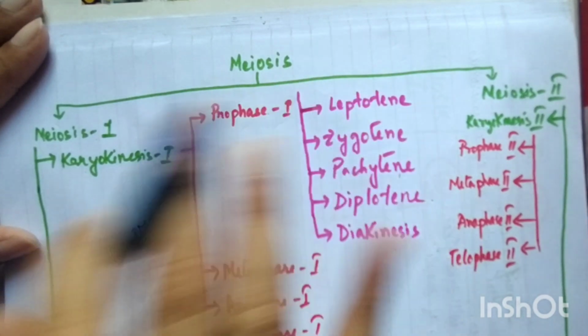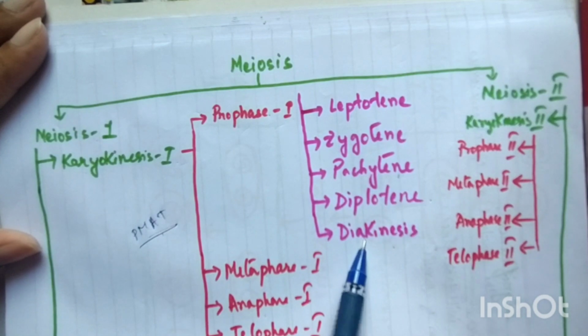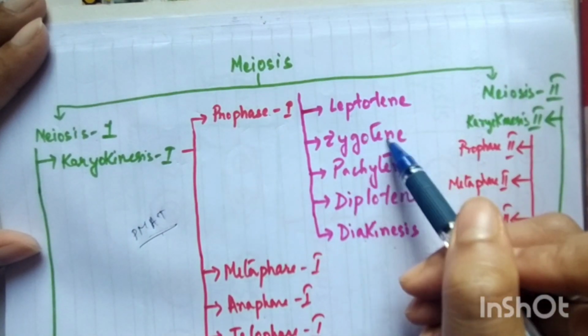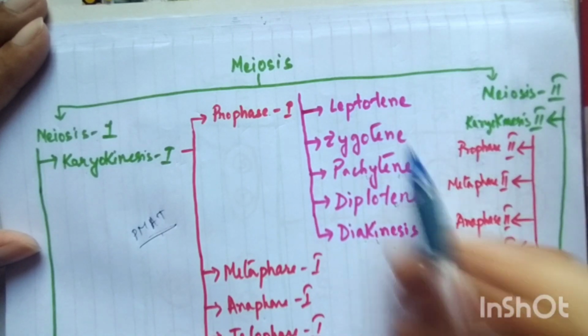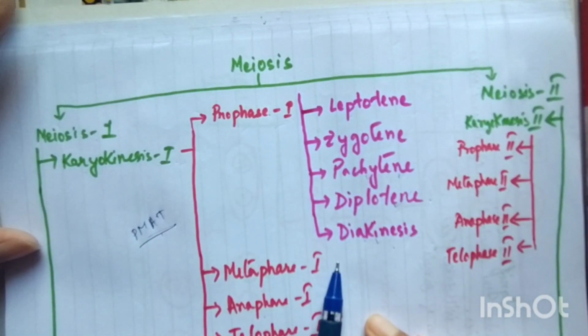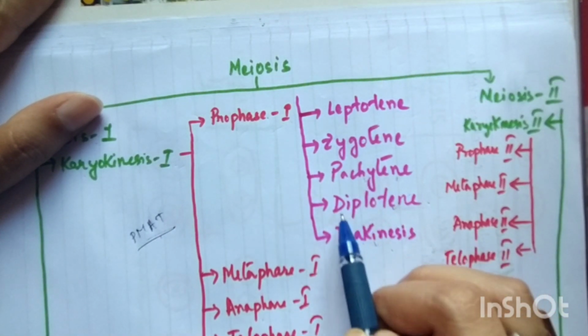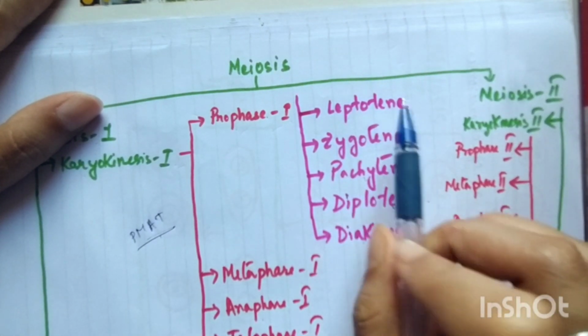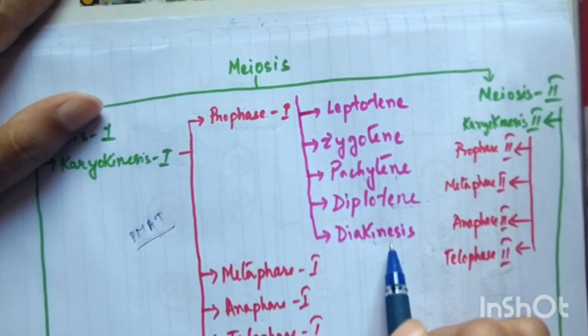In meiosis 1, prophase 1 is further divided into 5 phases. These are leptotene, zygotene, pachytene, diplotene and diakinesis. How to remember this sequence? You can remember it by Lalita, Zara, Pani, Dede. There are 2 Ds, so we can see that all the tenes will come together, and at the end diakinesis will come.